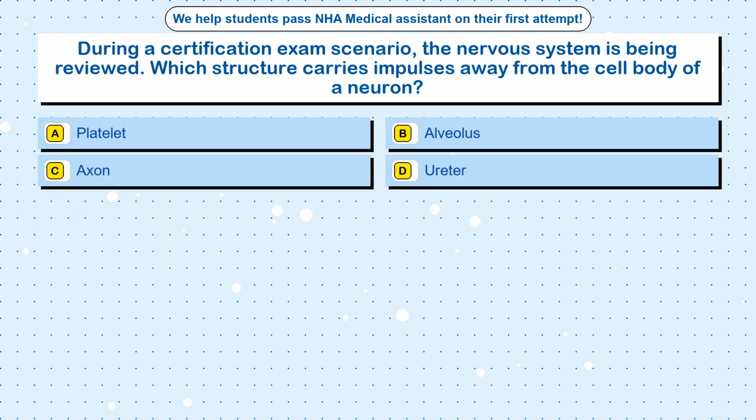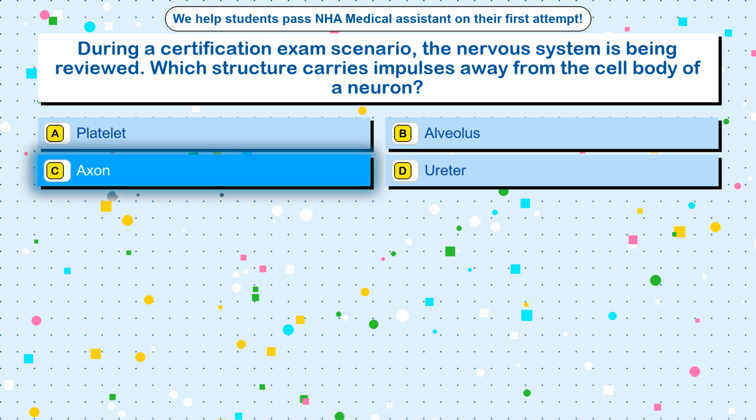Question 4. During a certification exam scenario, the nervous system is being reviewed. Which structure carries impulses away from the cell body of a neuron? Option A. Platelet. Option B. Alveolus. Option C. Axon. Option D. Ureter. The correct answer is option C.